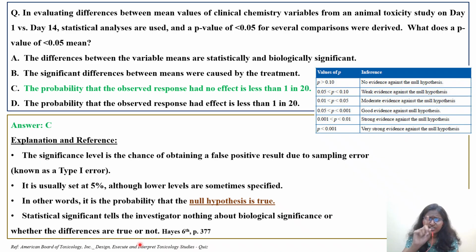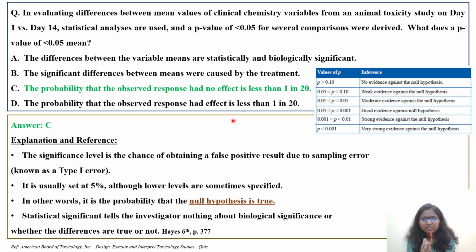If there is no correlation, but statistical significance is still there, then you can ignore that, but you have to capture it in your final results. Okay, so let's see once again the last statement. Statistical significance tells the investigator nothing about the biological significance or whether the differences are true or not. So please go back and read Hayes, 6th chapter, page number 377 in detail.